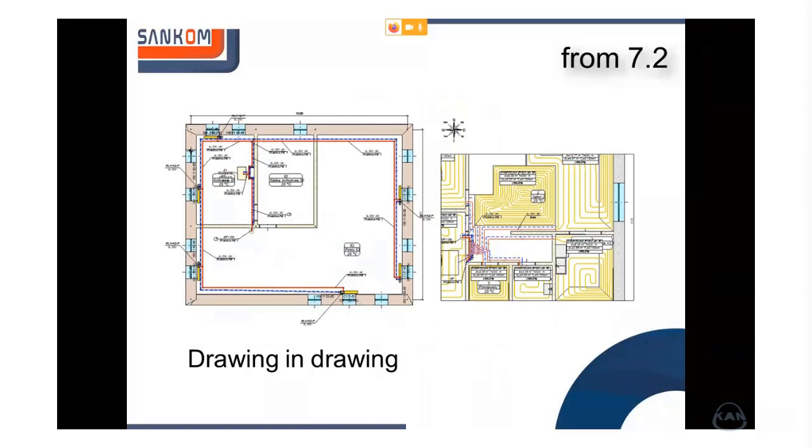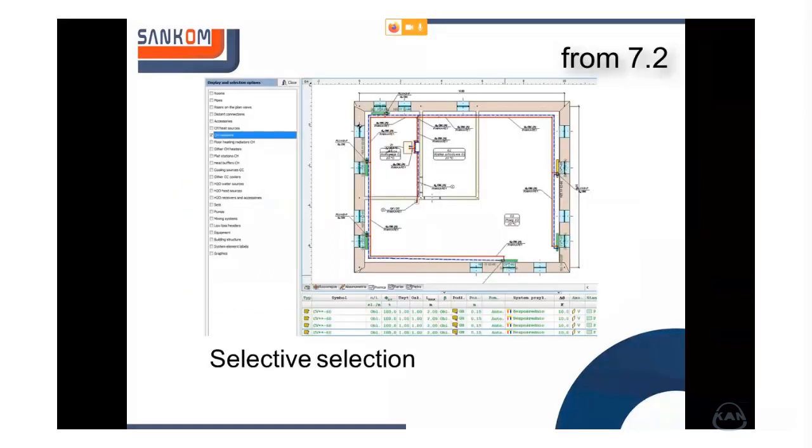The other option is drawings. It's similar to a callout in AutoCAD. So in one drawing, you can show a part of another drawing. Thanks to that, you will be more flexible in preparing technical documentation. And then the other, I like this expression, selective selection. So while selecting elements, you can be more selective.